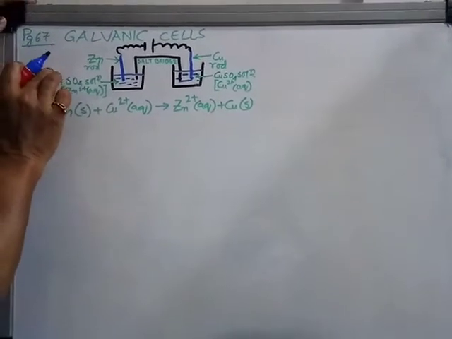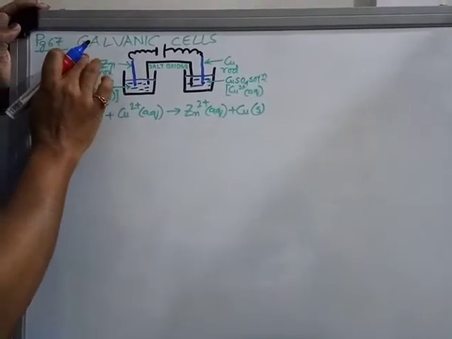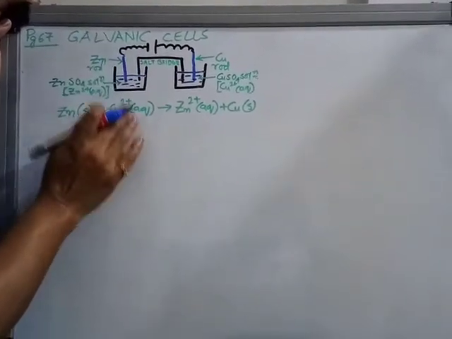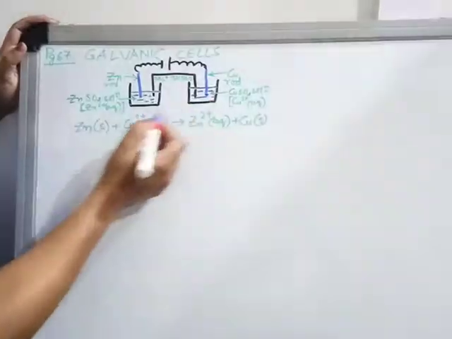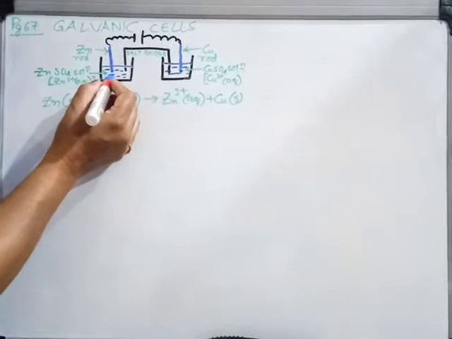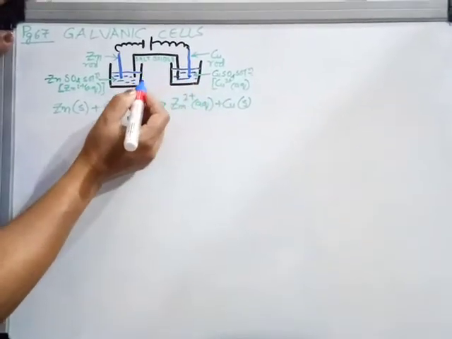So today I am explaining from your page 67, galvanic cells. First I will explain this, and from here we will go to the Nernst equation. So I have drawn the Daniell cell. In the Daniell cell, you know very well, this is how it looks. The diagram is on page 66.